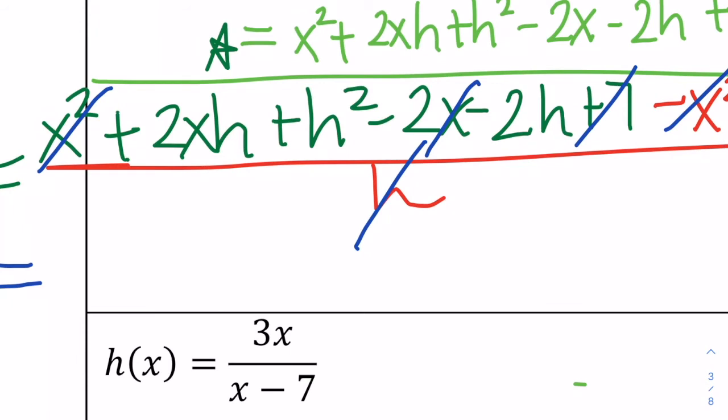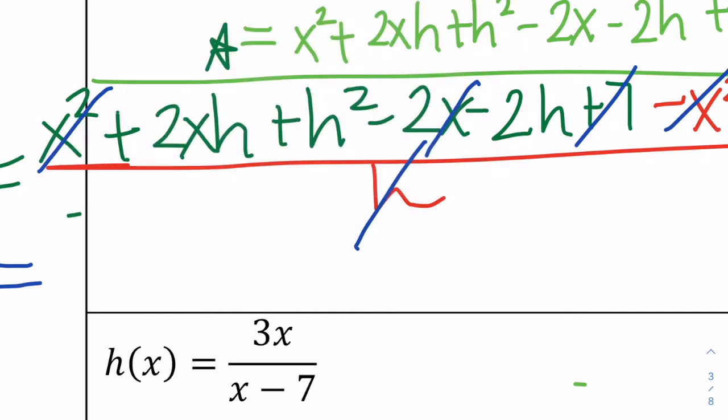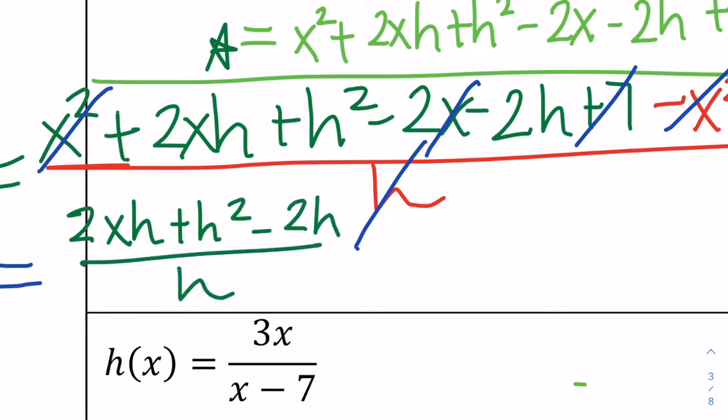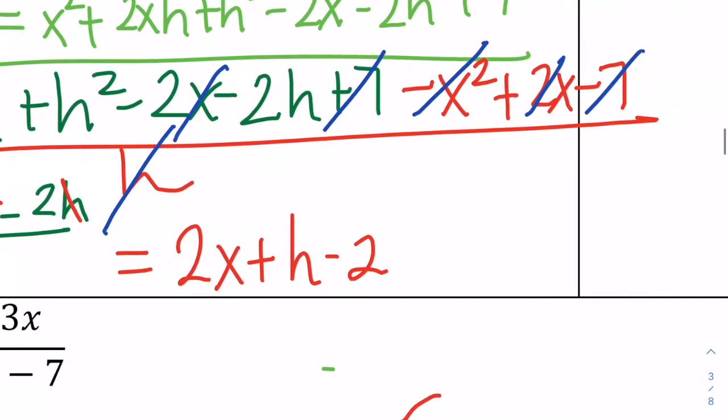And we're left with things that will cancel out with the h. So I'm going to write this first so it's really clear. So we have 2xh plus h squared minus 2h all over h. And then I'm going to cancel out the h's. So this is going to cancel, and we'll be left with 2x plus h minus 2. But remember, we canceled out the h's, so we have to make sure we say h does not equal 0.